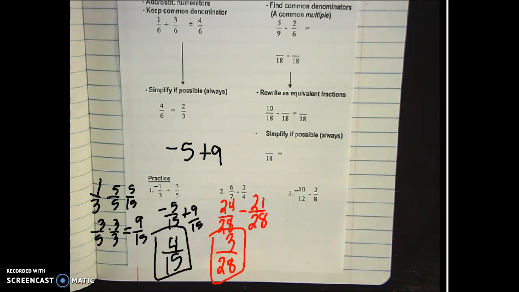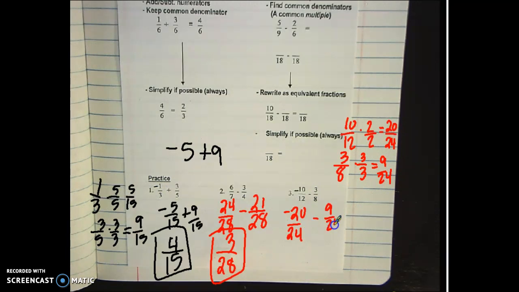All right, and for number 3, last one, my common denominator between 12 and 8 is 24. I multiply 10 over 12 by 2. That gives me negative 20 over 24. And I multiply 8 by 3. That gives me 9 over 24, minus 9 over 24.